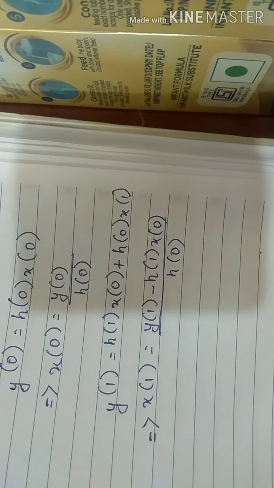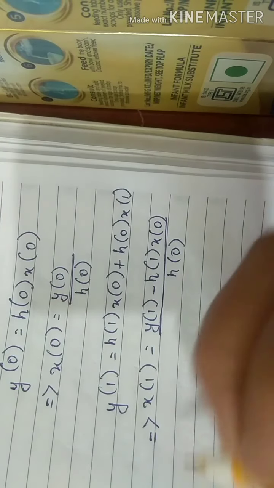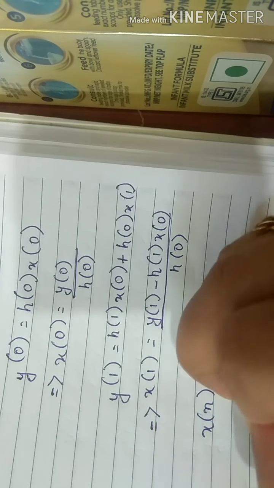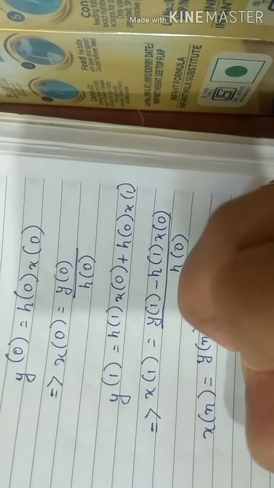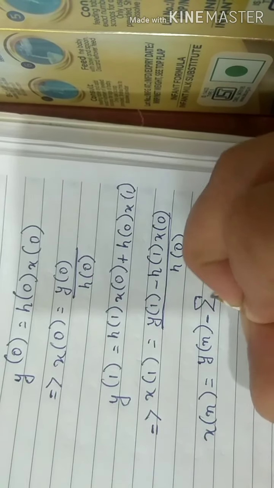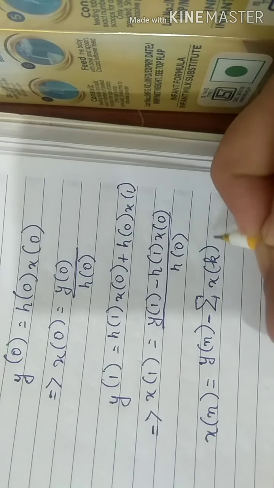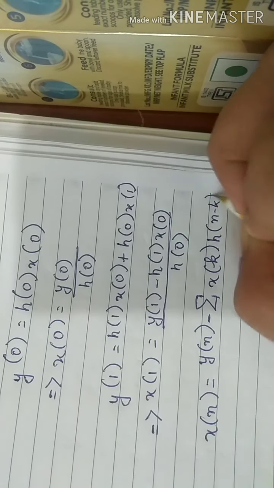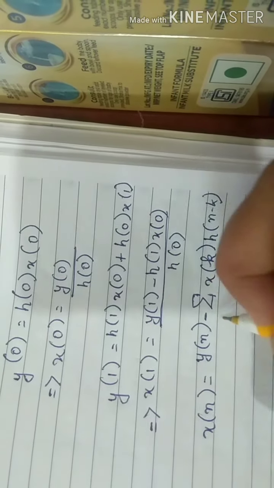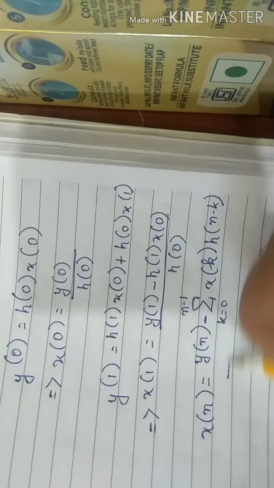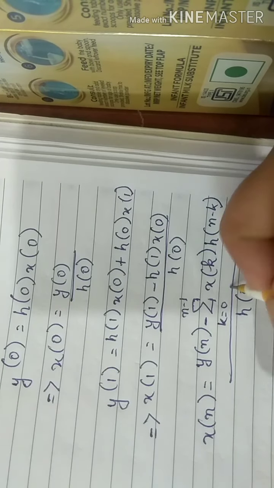So if we want to now generalize this equation, we can write any input sequence x[n] as equal to y[n] minus the summation of x[k] multiplied with h[n minus k], where the range of k will be from 0 to n minus 1. The whole thing has to be divided by h[0]. So with this now we will solve a problem.